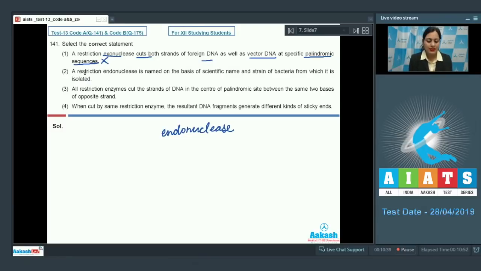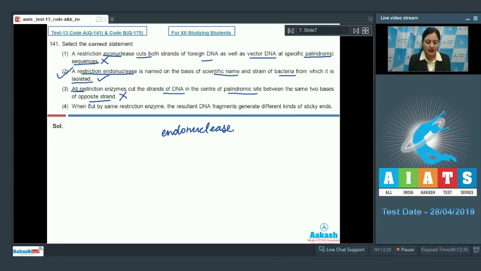The next statement given is, a restriction endonuclease is named on the basis of scientific name and strain of bacteria from which it is isolated. And as it is a correct statement, so this is a correct answer to our question. The next statement given is, all restriction enzymes cut the strands of DNA in the center of palindromic site between the same two bases of opposite strand. And as it is an incorrect statement, so this cannot be a correct answer to our question, because restriction endonucleases may cut DNA strands away from the center of palindromic sequence to produce two different sticky ends or blunt ends.